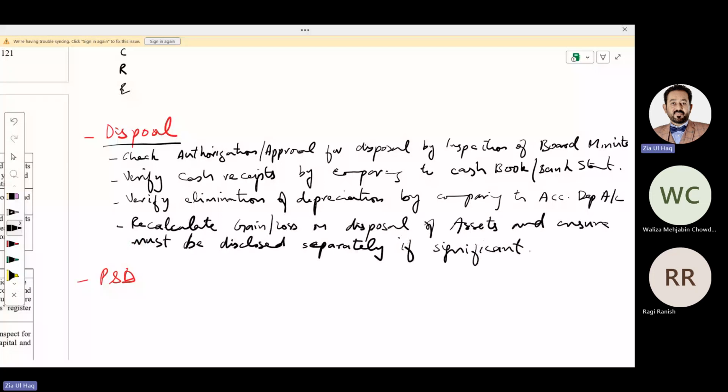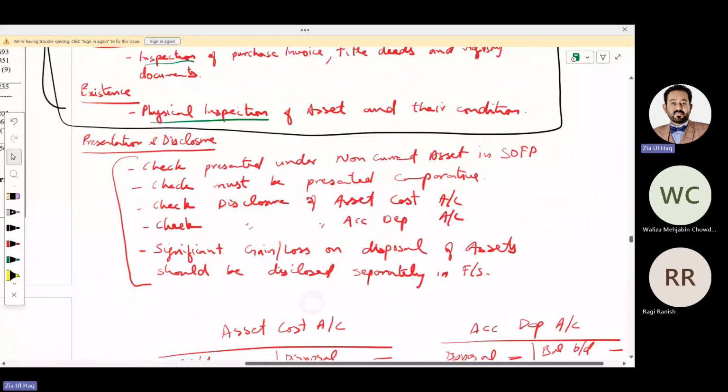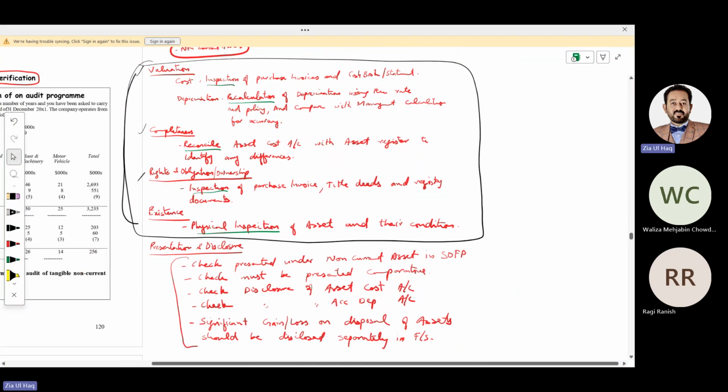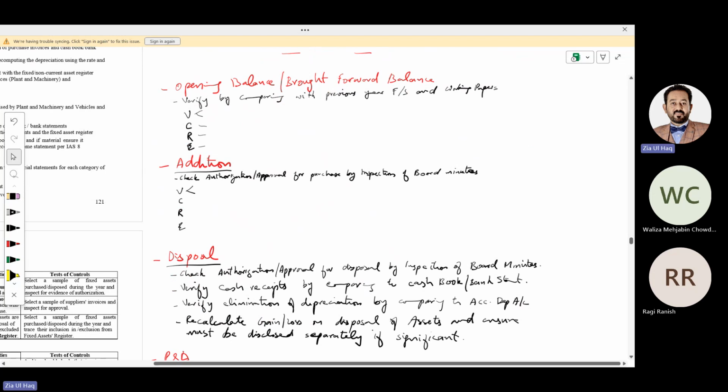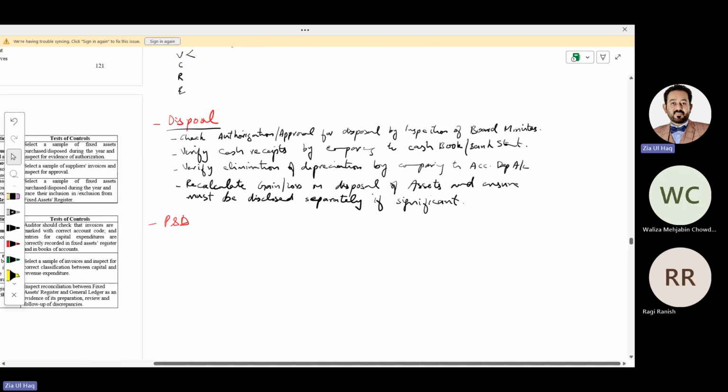How can we verify presentation and disclosure? These are the 5 procedures we have already written out. So if we are going to conduct an audit of non-current assets, we need to perform procedures under 4 heads. We need to verify opening balances. We need to verify addition. We need to verify disposal. And we need to verify presentation and disclosure. And this is all called the audit program of non-current assets.